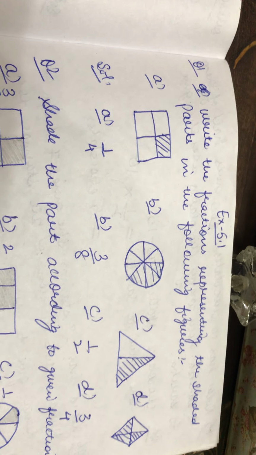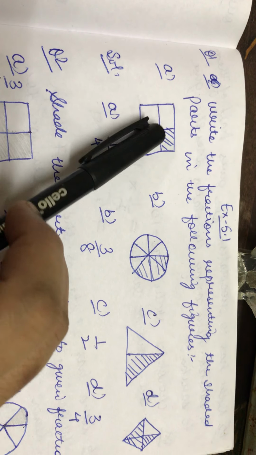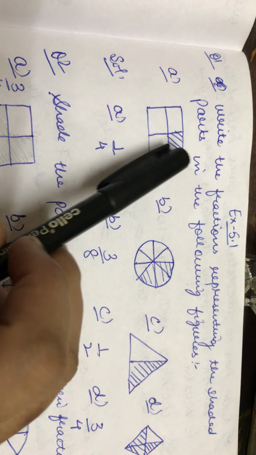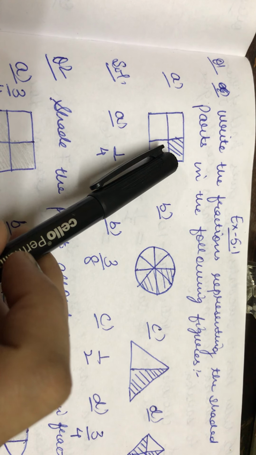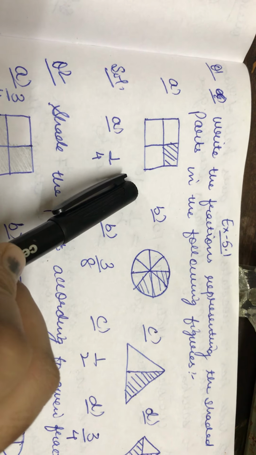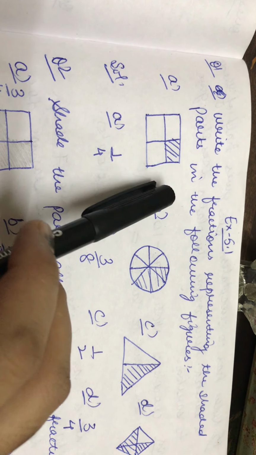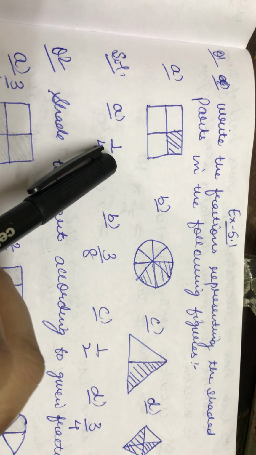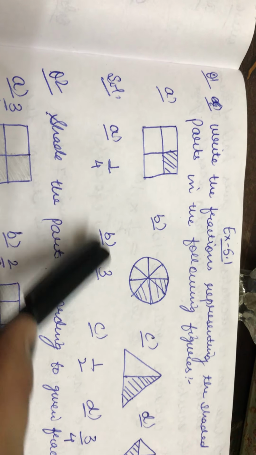A part is given to you like this. We have 4 parts in this figure. So total we have 4 parts, and out of 4 only 1 is shaded. So we will write the fraction as 1 by 4. One part is shaded and 4 is the total number of parts. As we already know, we write in the numerator the thing that we require. Here we require the shaded part, that is 1, and in the denominator we always write the total number of parts. So my answer is 1 by 4.